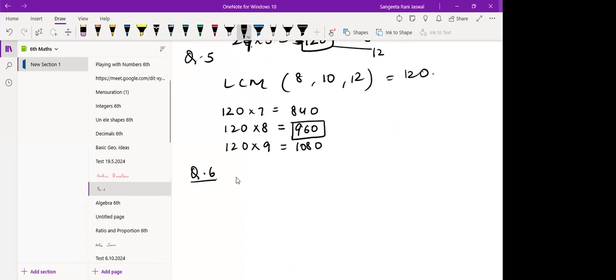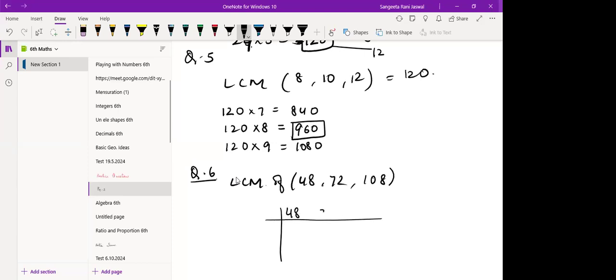Yes, ma'am. Okay. So in this case, we take the LCM of 48, 72 and 108. Let's see what we get. These are all even numbers, so we can go with 2. Again, these are all even numbers, so we can again go with 2. Now they all can go with 3.